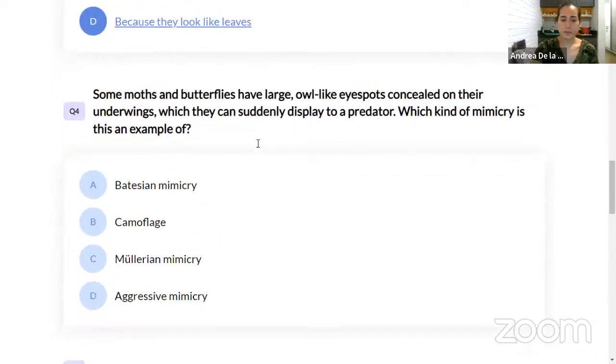Okay. Now question 4. It says some moths and butterflies have large eye-like spots concealed on their underwings, which they can suddenly display to a predator. Which kind of mimicry is this an example of? What do you guys think?